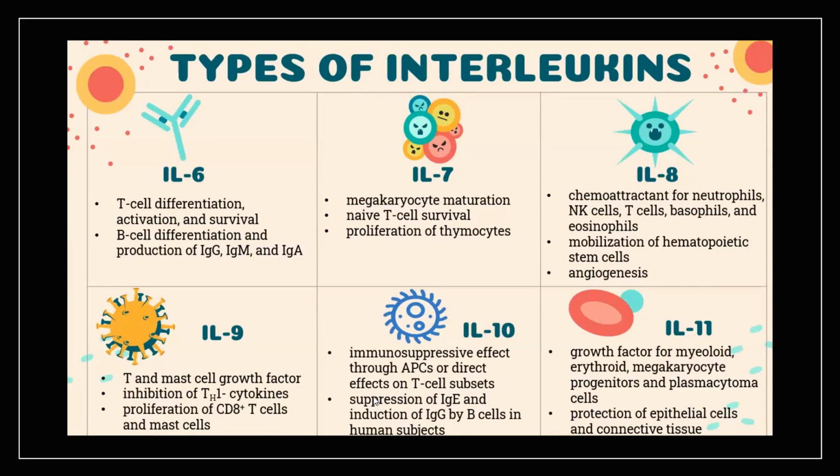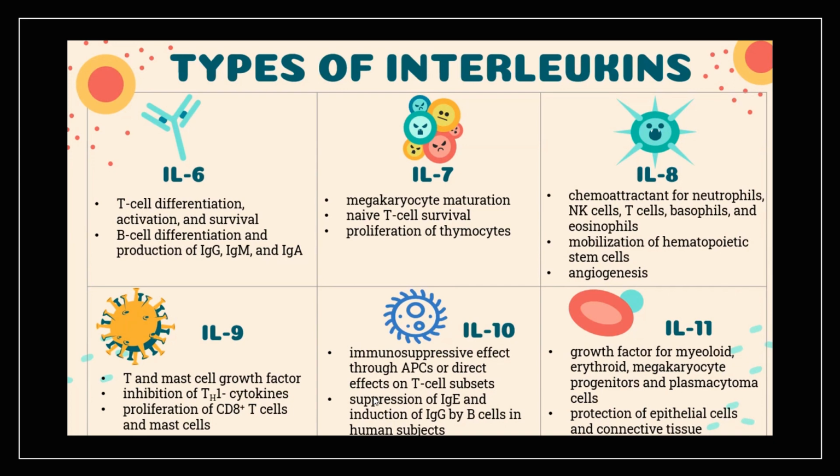Next would be the interleukin 6, which has T cell differentiation, activation, and survival, and also has B cell differentiation and production of IgG, IgM, and IgA. They originate from macrophages, T cells, and osteoblasts. Their target cells are specifically hepatocytes, leukocytes, T cells, B cells, and hematopoietic cells.